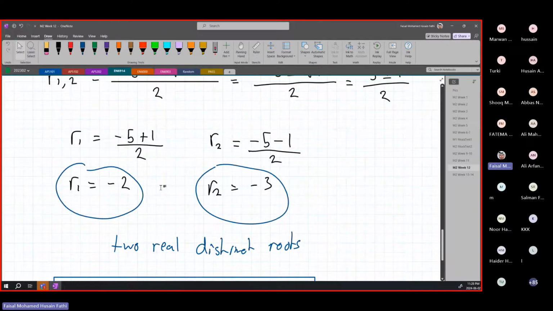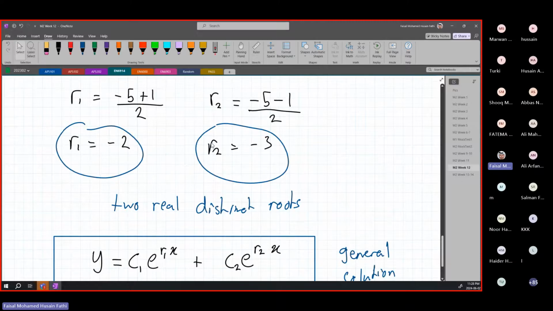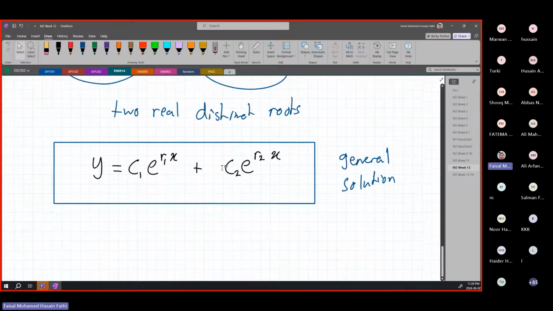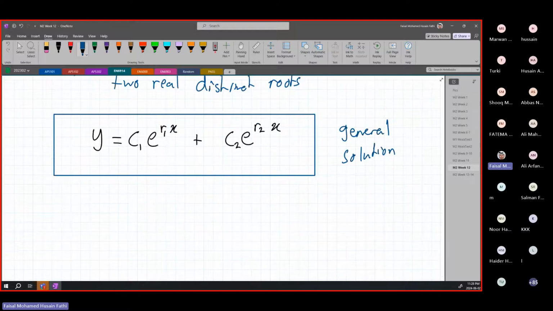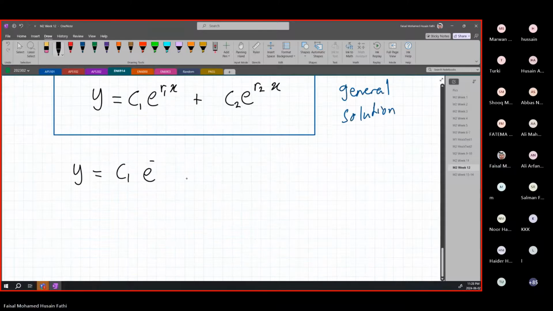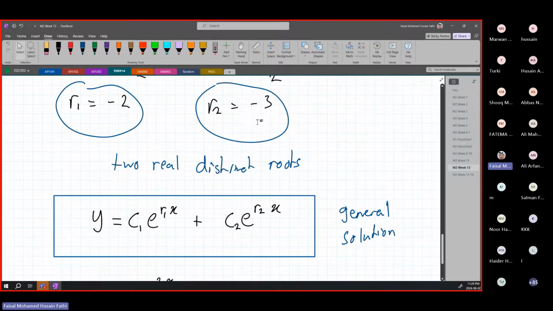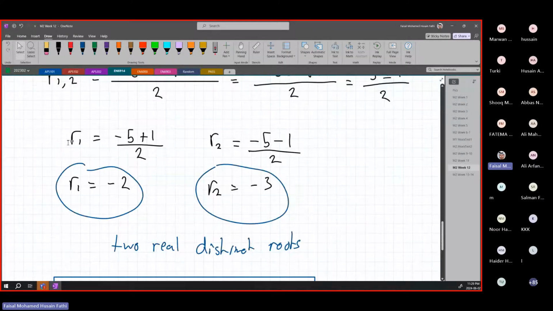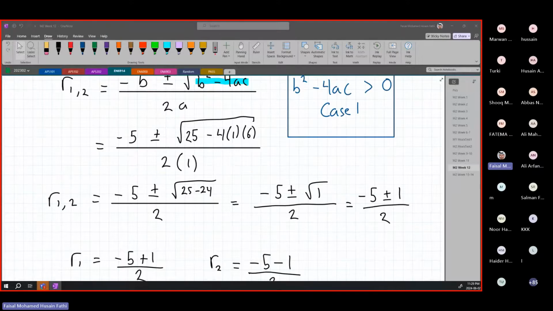In our case here, we already have found our values for R1 and R2. So we just have to plug them in to R1 and R2 over here. So this is going to be y is equal to C1 e to the power of negative 2x plus C2 e to the power of negative 3x. And this is your final general solution for this case 1. Okay? Is it clear so far?